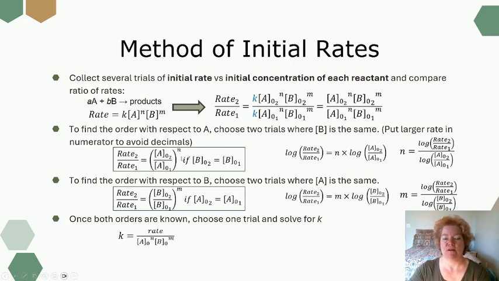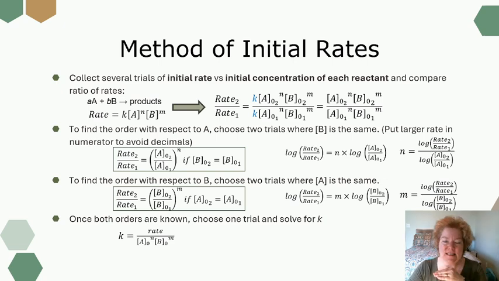So if I choose a case where the initial concentration of reactant A is different, but the initial concentration of B is the same, then the B portion of this drops out, and I get that the ratio of rates is equal to the ratio of the initial concentrations raised to the nth power. Now, I have a power here, and that gets a little tricky. We're normally just going to use doubling, and that makes the math easier.